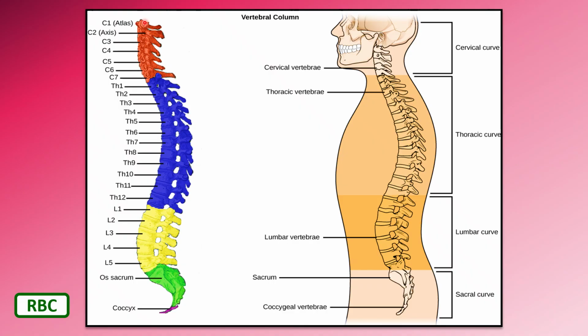And we have C1, the atlas, C2 is the axis, and then C3 through C7, those are your cervical vertebrae. Your thoracic vertebrae here, T1 through T12 in blue here. Your lumbar vertebrae in the lower back, L1 through L5.